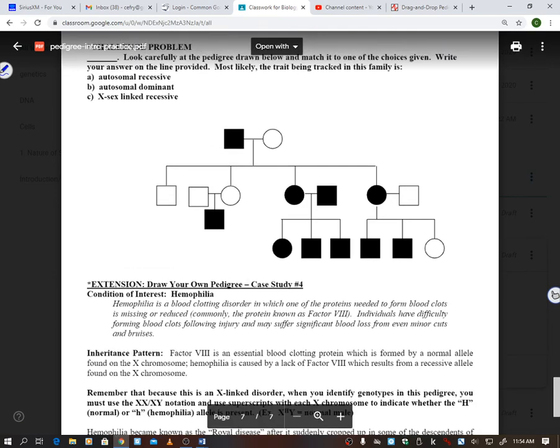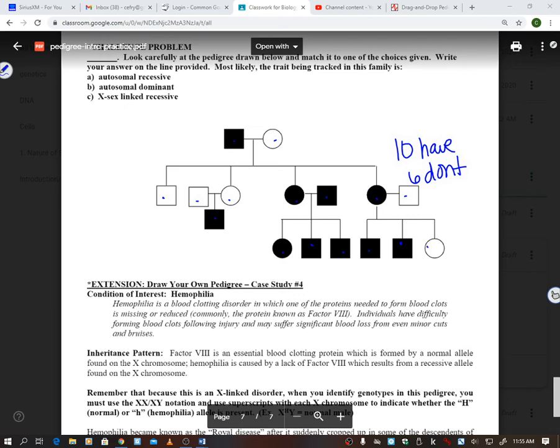This says, look carefully at the pedigree drawn below and match it to one of the choices given. So is it autosomal recessive, which means it's on chromosome 1 through 22? Is it autosomal dominant? If I'm looking at this right away, I count 1, 2, 3, 4, 5, 6, 7, 8, 9, 10. Ten have it. And 1, 2, 3, 4, 5, 6, six don't. So right away that would tell me maybe it's dominant, but then it says X sex-linked recessive.